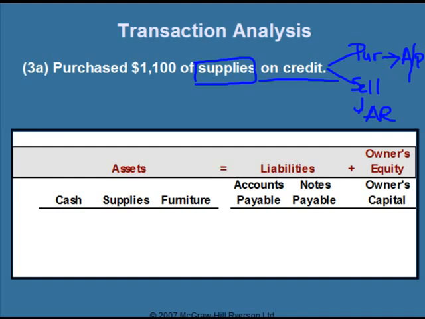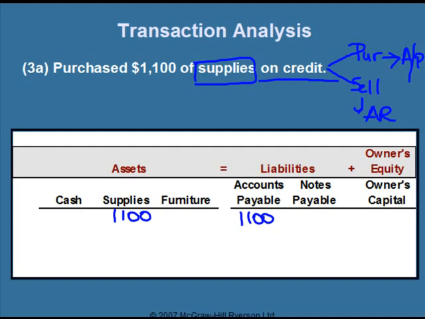So in this example, we're purchasing something on credit, so that's accounts payable. Remember, accounts payable is a debt. We're going to put that $1,100 in the accounts payable column, and the company has $1,100 more debt than it did before, so the account is increasing. We're also going to put that $1,100 under the supplies account. Does the company have more supplies than it did before? And the answer to that question would be yes.